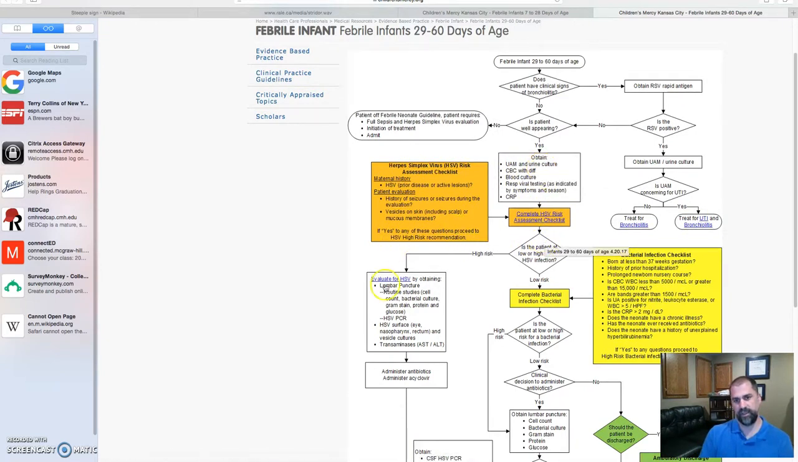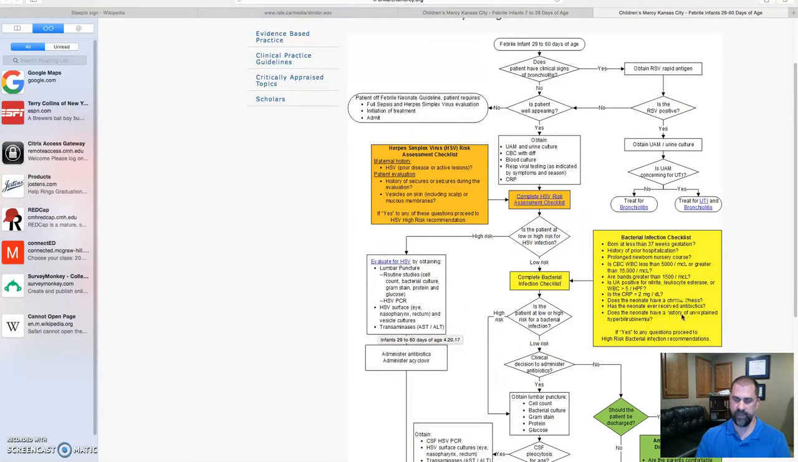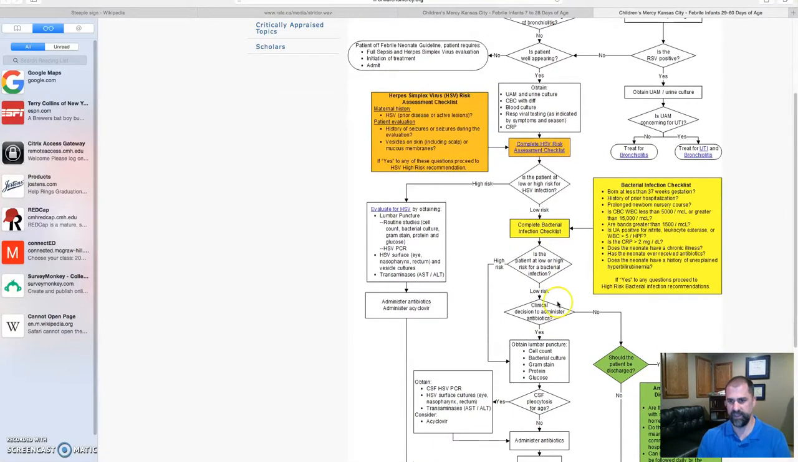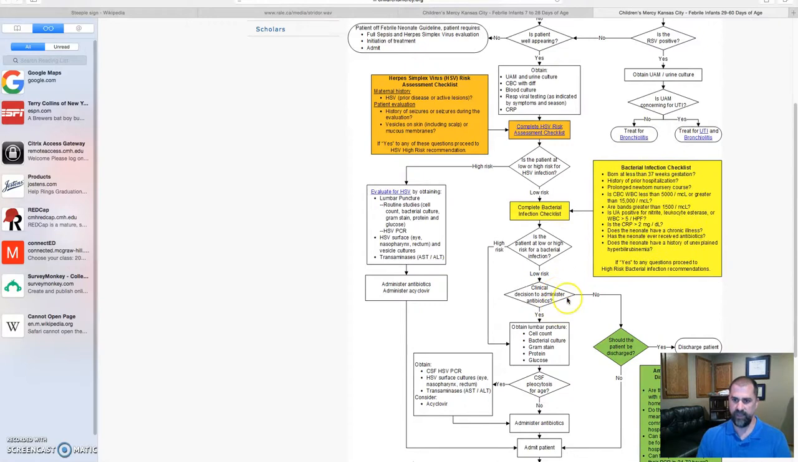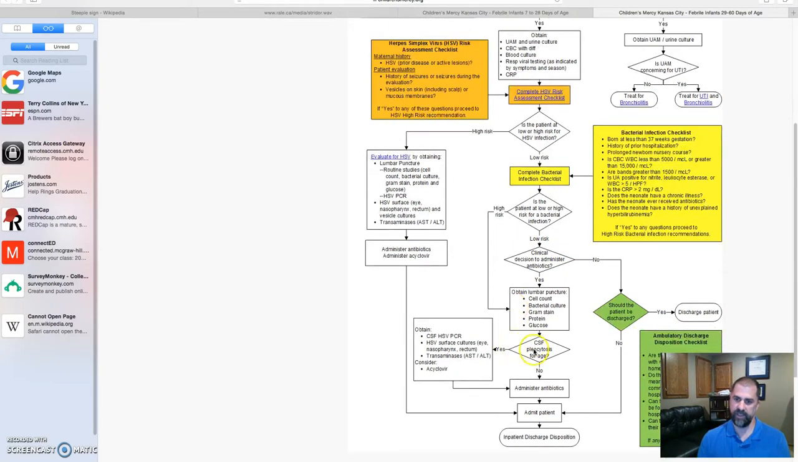We go through HSV stuff. If they're positive, we go over and do the workup and treatment there. If they're still at low risk, based off of the results of the workup here, then we continue forward, and then we can decide on antibiotics. We have the potential, if they don't need antibiotics and they're low risk, that they could possibly be discharged, or we can obtain the spinal tap, decide on antibiotics, and go from there.